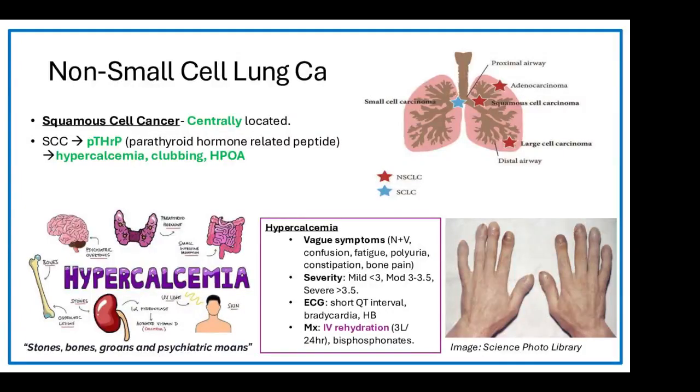So with hypercalcemia, we expect some vague symptoms. So maybe some nausea and vomiting, confusion, fatigue, constipation, bone pain as well. It ranges in severity: mild, moderate, and severe. And we can see some ECG changes like short QT or bradycardia. It's managed primarily with IV rehydration. So we aim to give them 3 liters per 24 hours, but that varies from case to case depending on their other comorbidities as well. And in some other cases, you can consider bisphosphonates like zoledronic acid, but it's usually done after discussion with seniors.